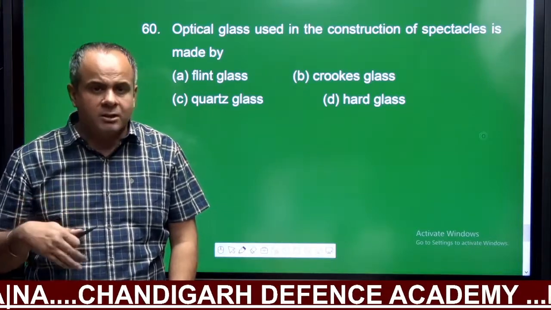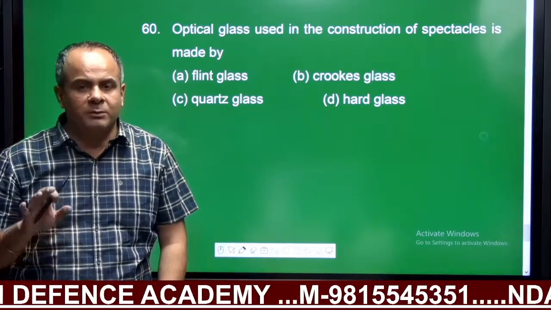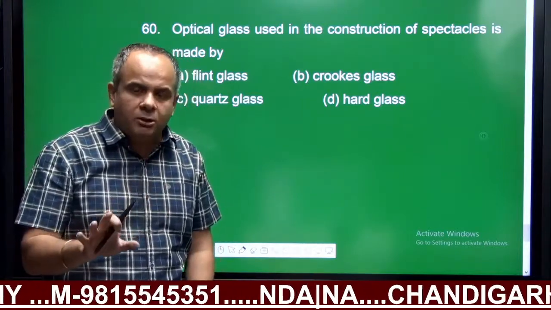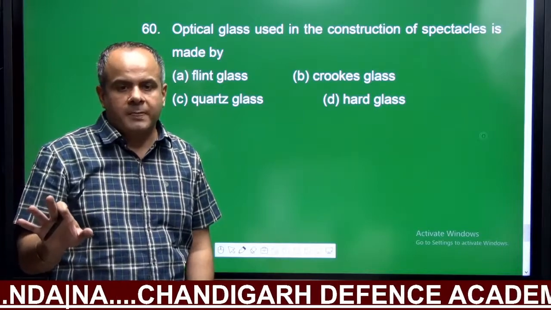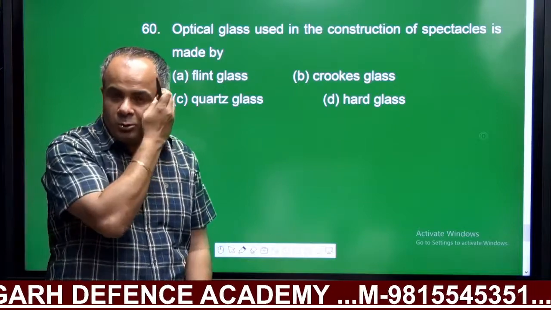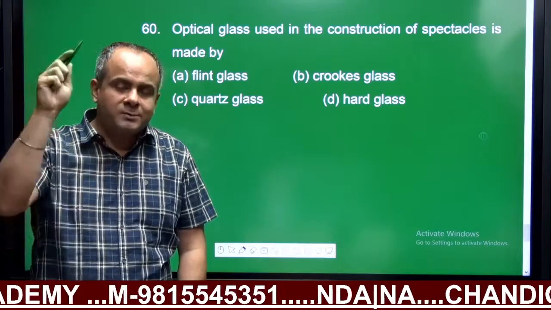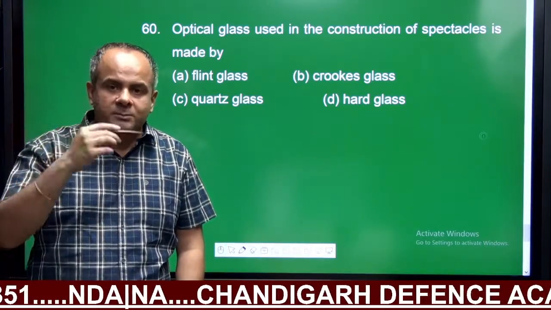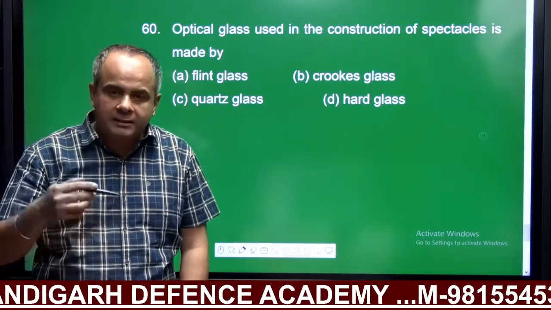But when this question came, there used to be a concept that all optical instruments would be made of flint glass. Flint glass. It is just a general knowledge question. No concept is involved in this. Nowadays we also use Crookes glass for lenses. The question was asked in the sense of which glass optical instruments are made from. When this question came, at that time the answer was flint glass.